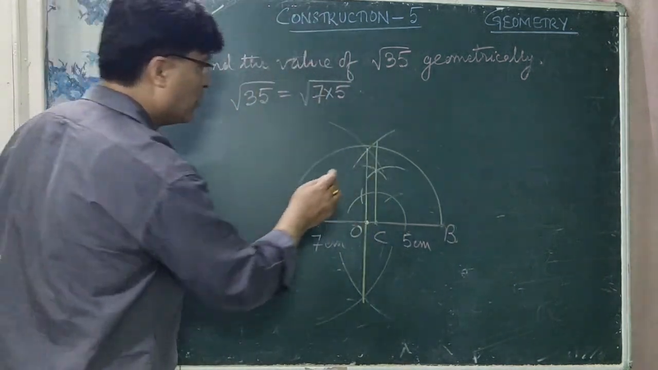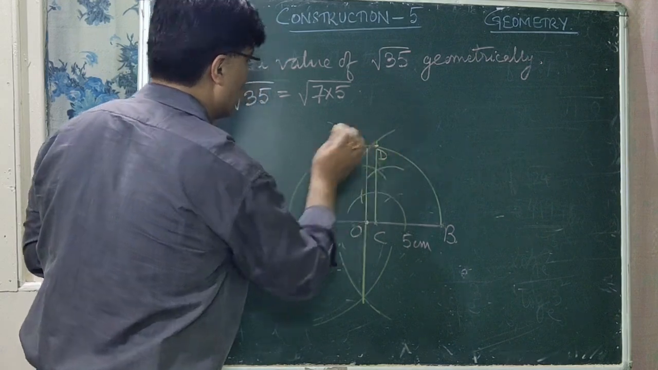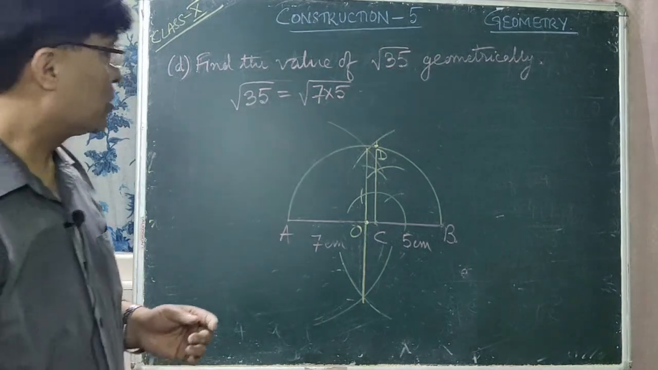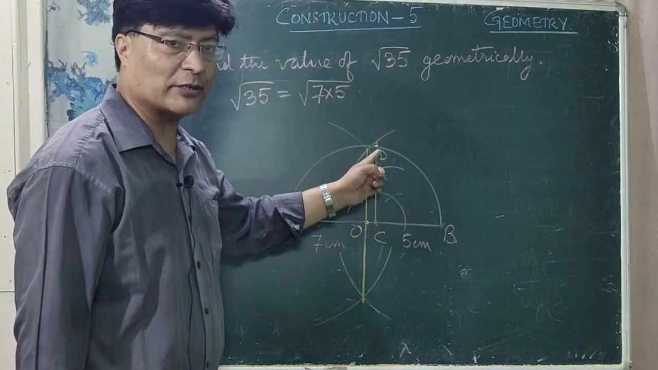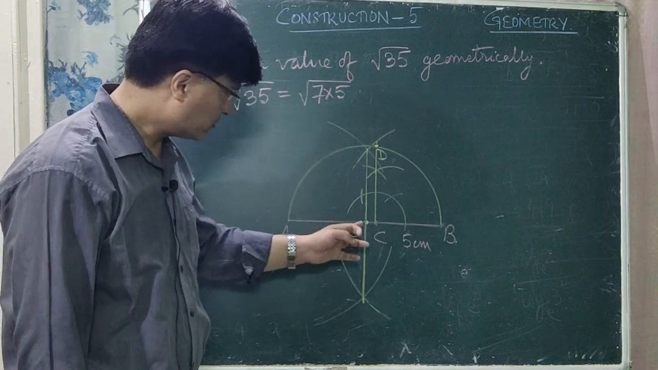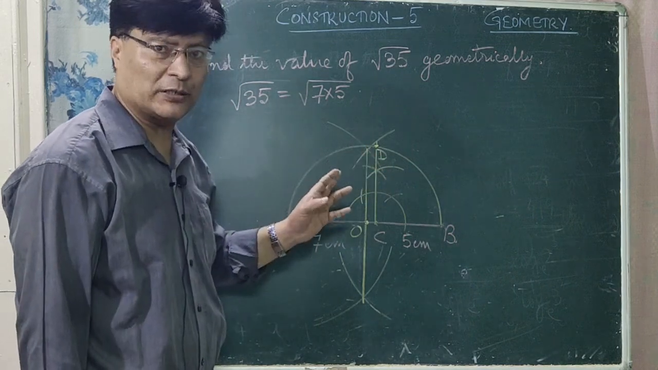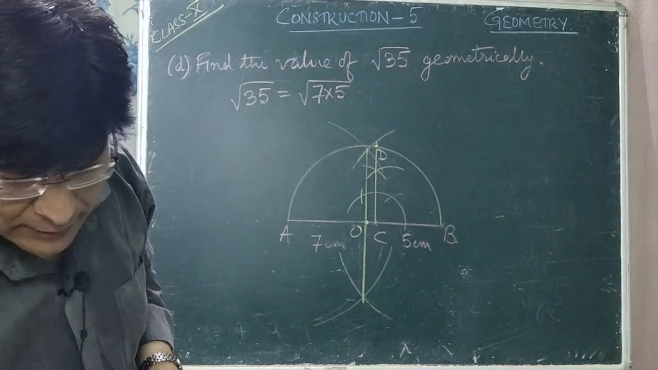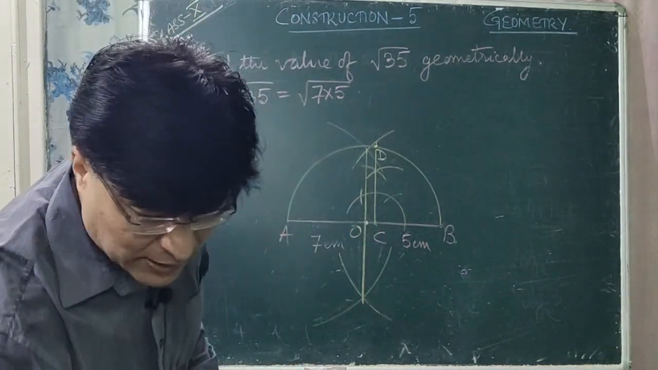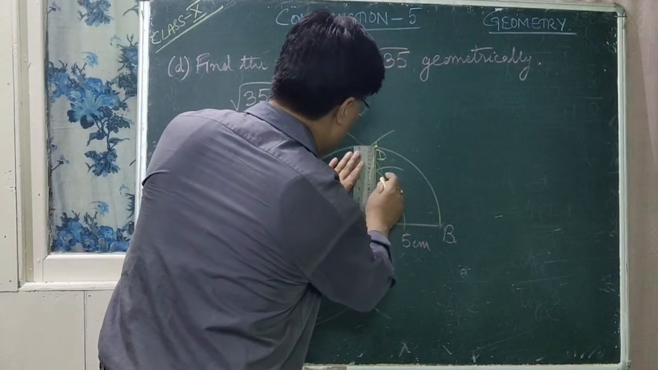Now suppose this perpendicular will intersect the semicircle at which point? The D point, CD. So you have to measure the length of CD. So what is the length of CD? Let us measure the length of CD.